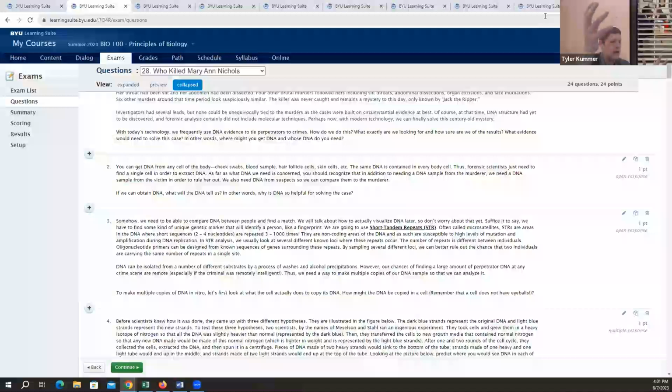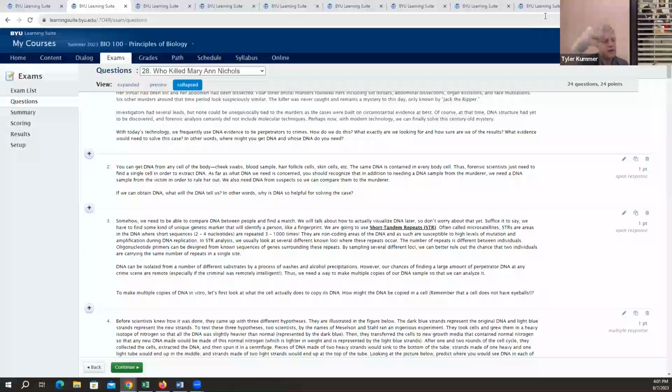And so we gather our sample, our genetic sample of interest, whether that's from a crime scene or we're just trying to identify the function of a gene. We want to identify paternity, whatever we're using it for. We're going to gather the sample, and the sample that we gather is going to be very, very small.